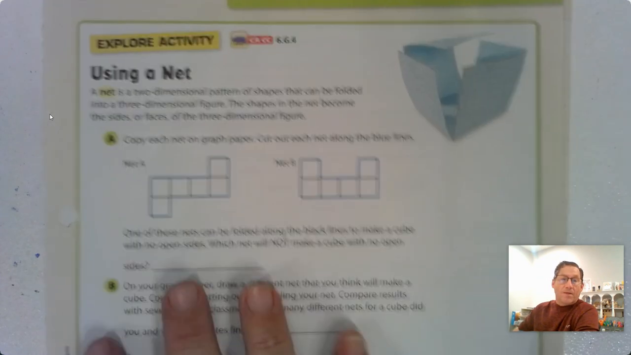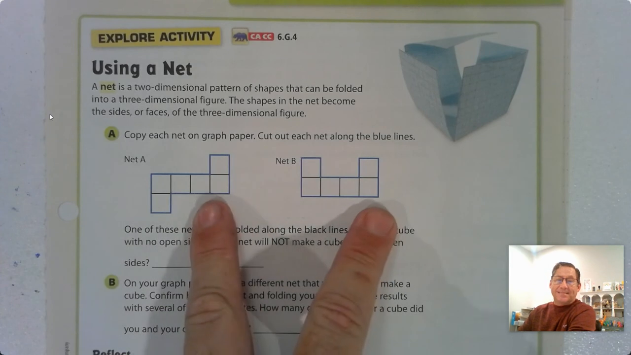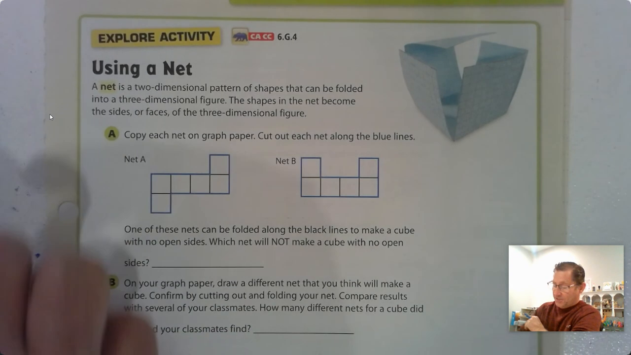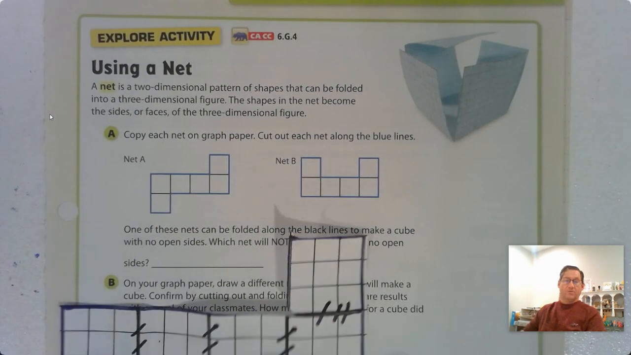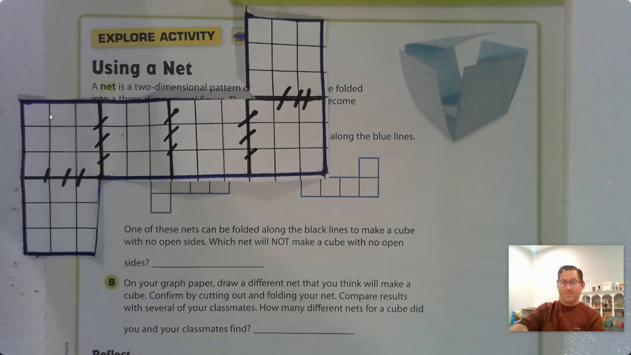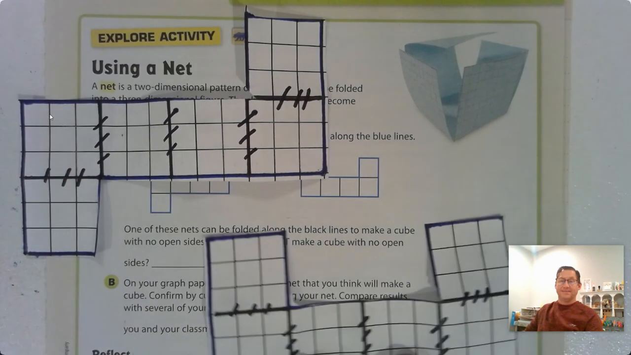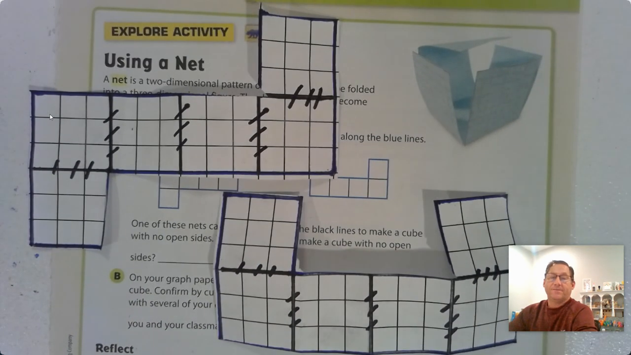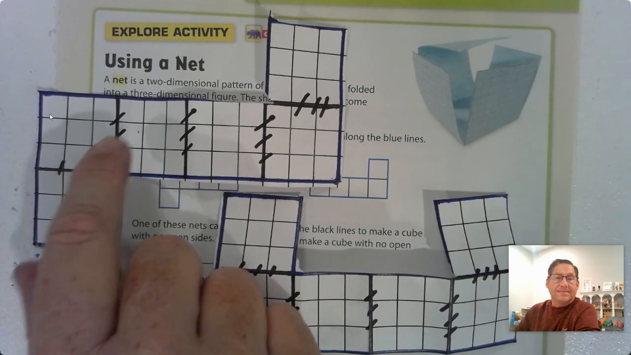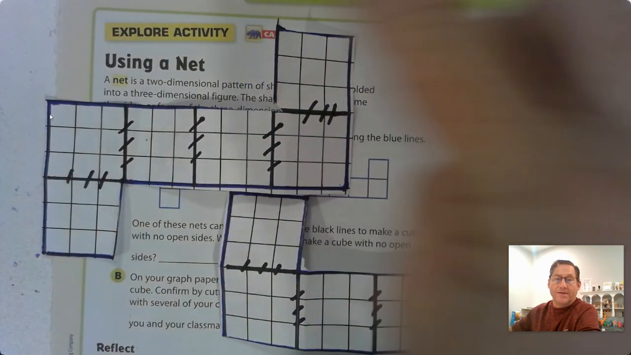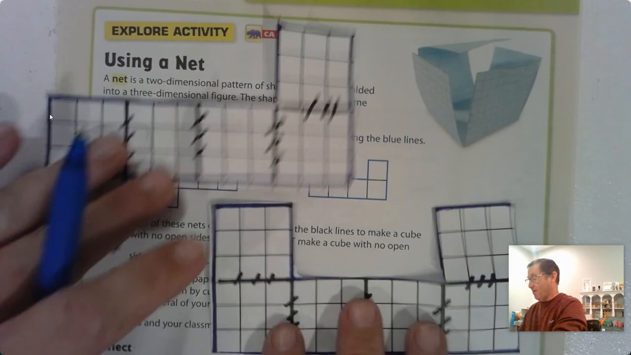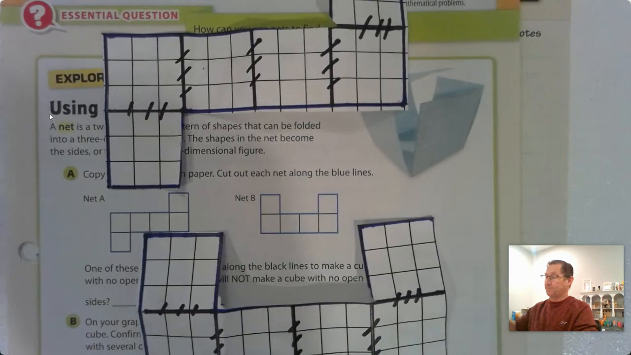So for instance, on your graph paper, copy each of these nets and then cut out each net along the blue lines. So you can pause the video while you create your nets. So I have already prepared mine. Okay, so there's net A, and that's net B. So go ahead and create that. The inside lines are the black lines, and around the outside is the blue. So we're going to cut along the blue to create our nets.